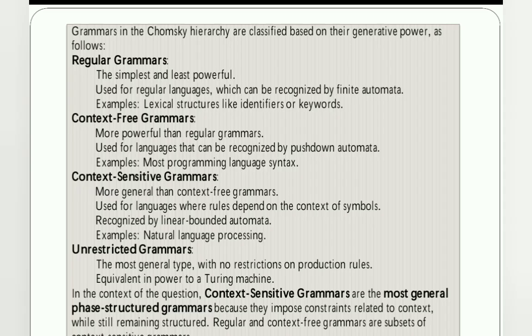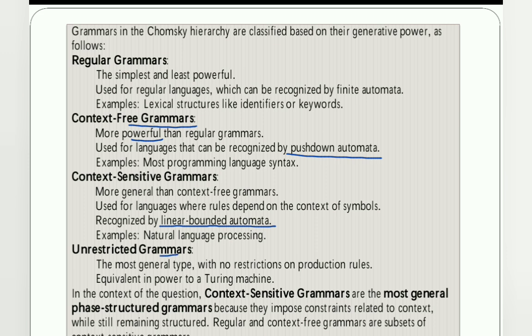So here, given the different types of grammar: regular grammar is for a finite automata, which is least powerful. Context-free grammars are more powerful than the regular grammars, and these are used by the push-down automata. Context-sensitive grammars are more powerful than the context-free grammar, and are used in the linear bounded automata. Okay, so this grammar is represented by linear bounded automata.